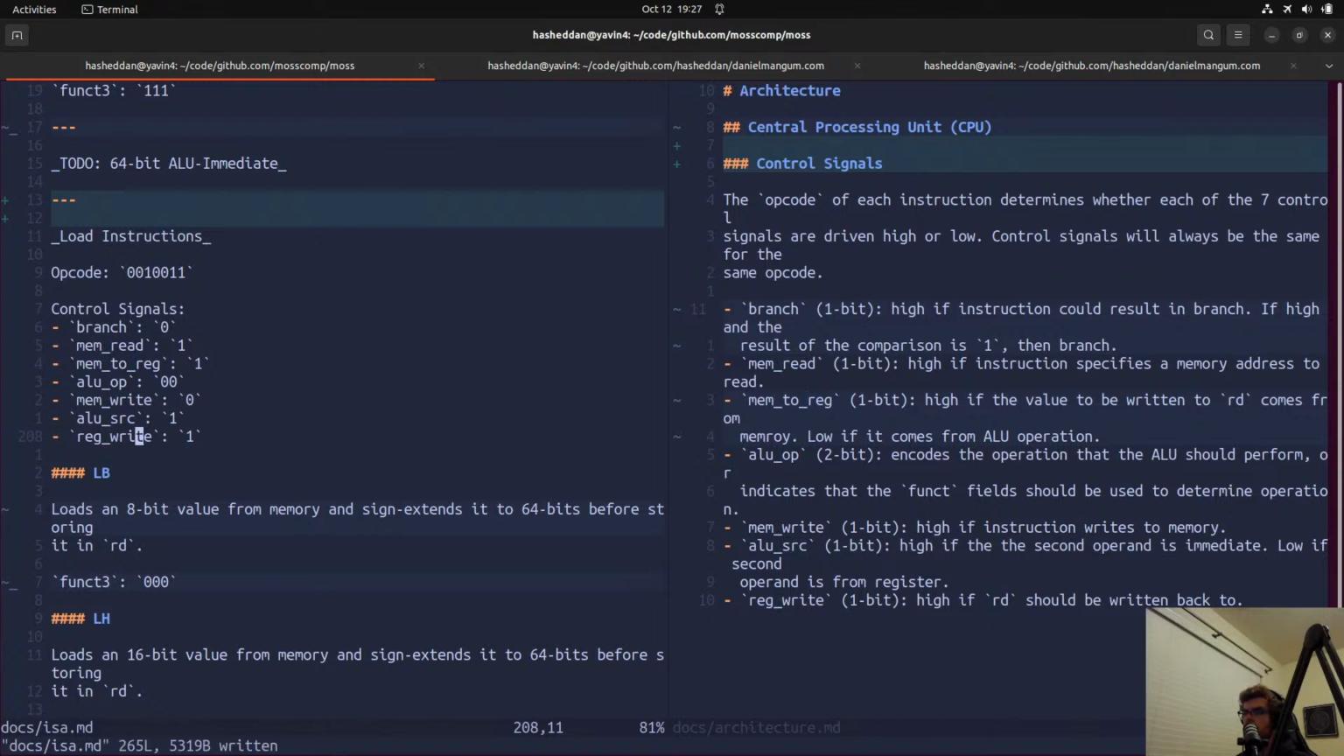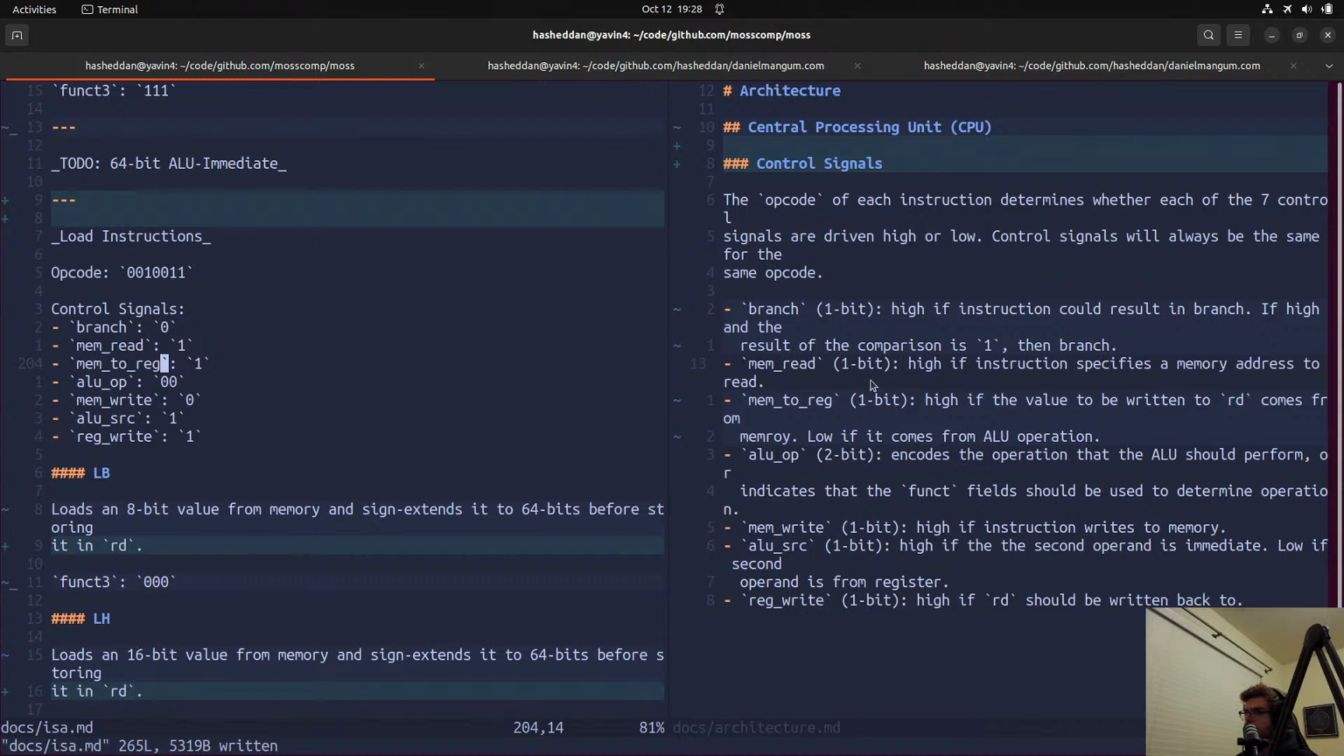Now I mentioned that we would go through the control signals and detail why they are what they are. Obviously we're not branching when we're loading. MemRead: the instruction specifies a memory address to read. So yes, in this case, we are specifying a memory address to read. Based on the immediate and the register, we'll calculate something in the ALU.